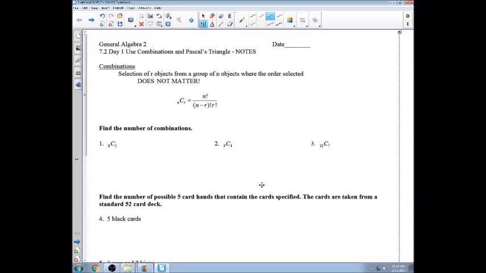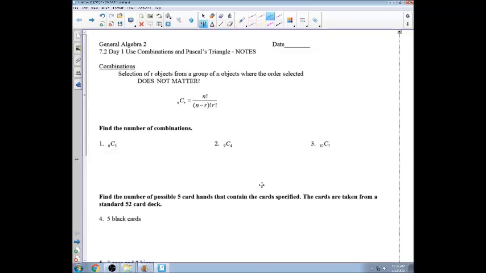So say there's 30 people in a room. I ask 4 of them to go run to the office for me because there's 4 things down there that need to be picked up. I don't care who leaves the room first, second, third, or fourth. I just need 4 of the 30 people to go down there and take care of the situation for me.